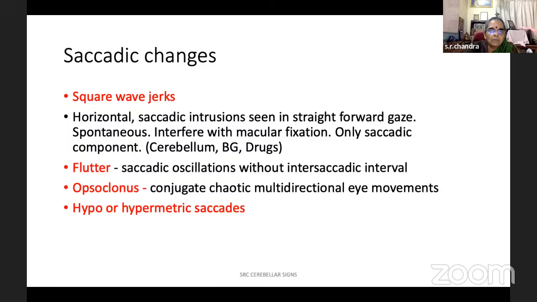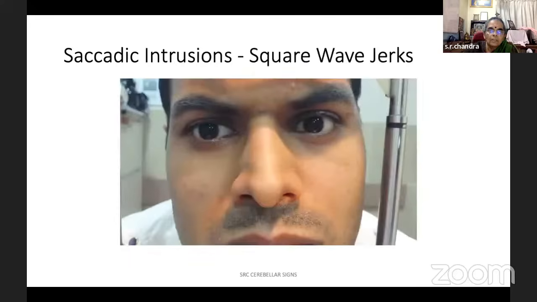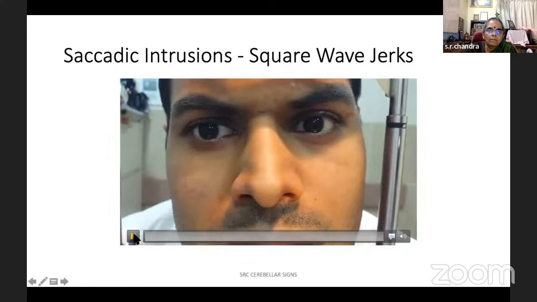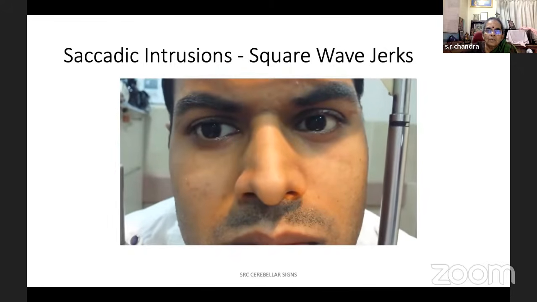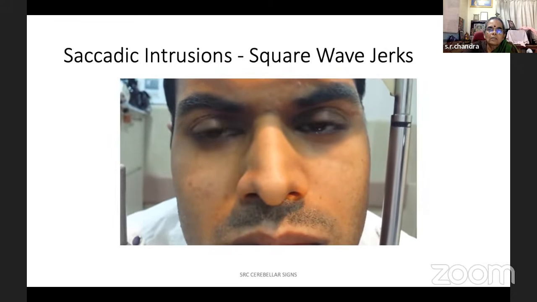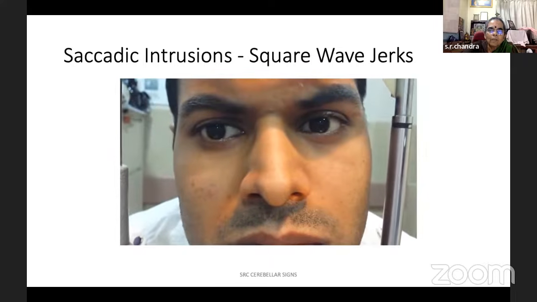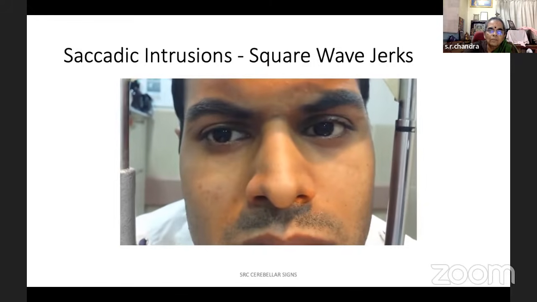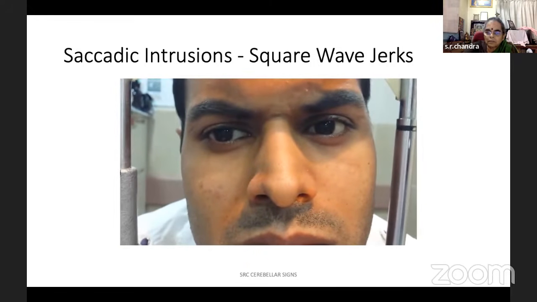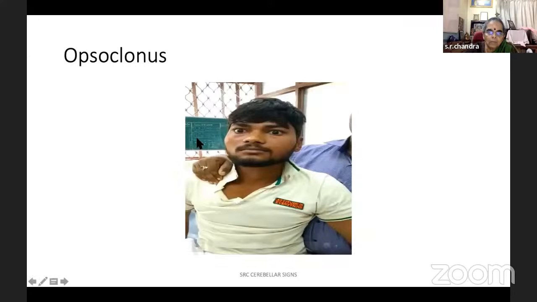And other eye movements: flutter is saccadic oscillation without intersaccadic interval. Opsoclonus is conjugate chaotic multidirectional eye movement. And you can get hypo or hypermetric saccades. This picture shows straight-ahead gaze. You are having movements which are faster, they are not perceived movements. To remove macular fixation, remove the object from macular view.